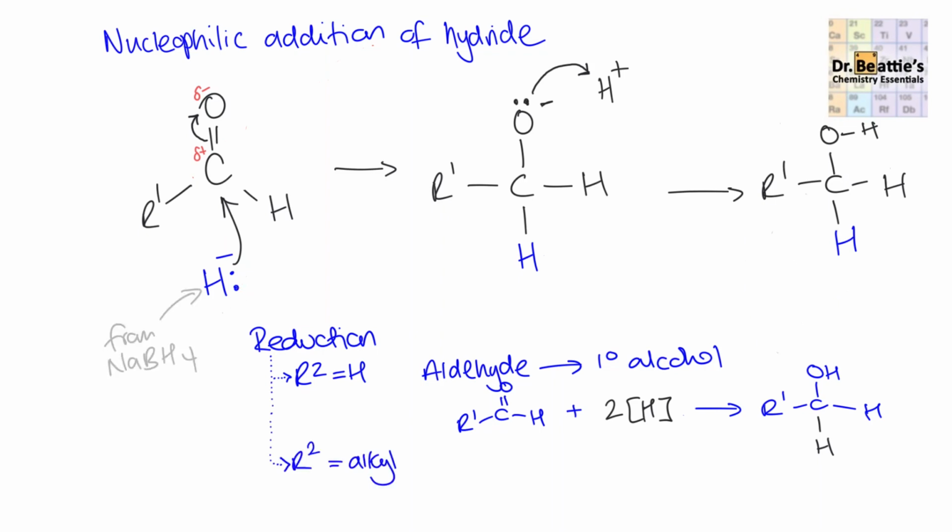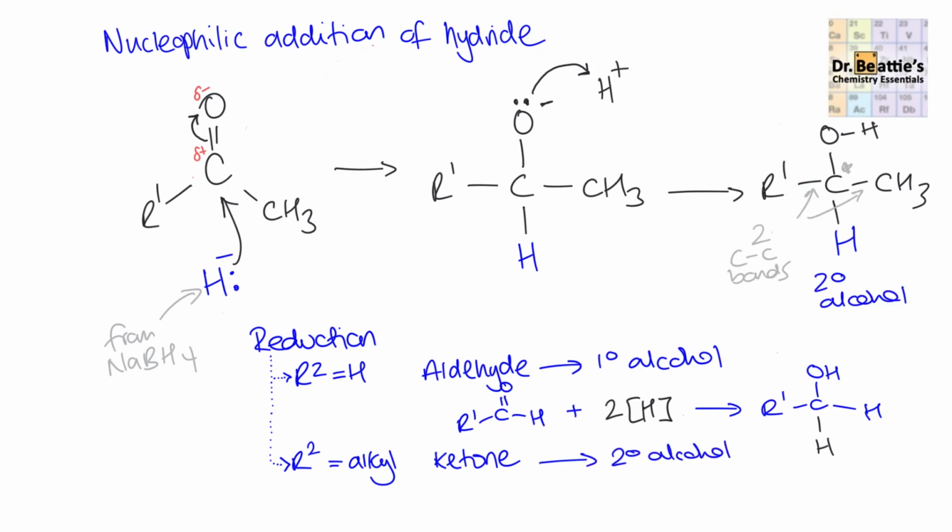The other situation is where R2, so this group here, is an alkyl group. So let's just use a generic methyl group, CH3. This is the case. The only difference here is your initial functional group is a ketone. If you track the changes here, you end up with your product being a secondary alcohol. And that's because this carbon here, the one attached to the OH, is connected to 2 carbons. Just like before, we've got our ketone here reacting with sodium borohydride. It can be represented as the 2 hydrides for the reduction.